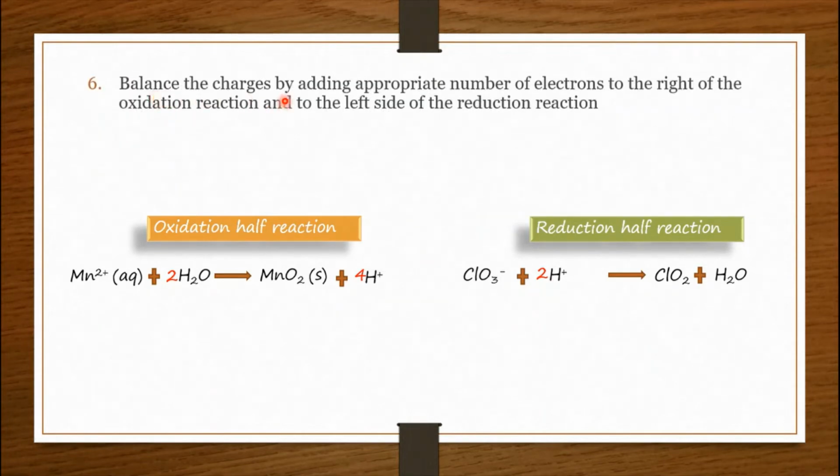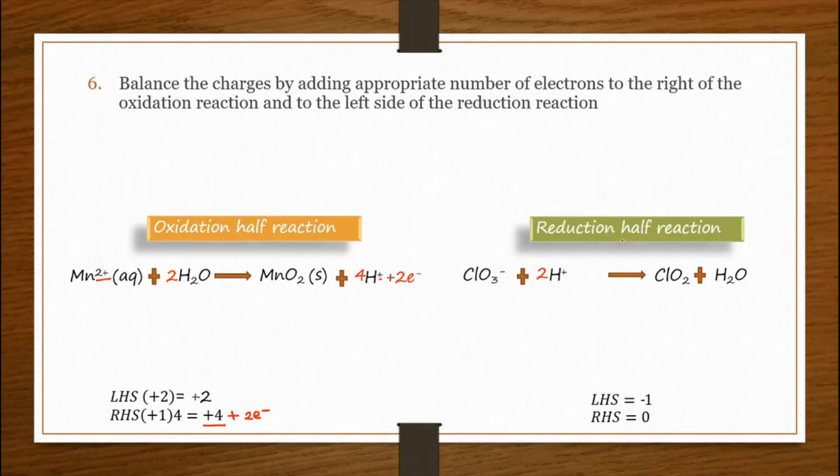Now balance the charges by adding the appropriate number of electrons to the right side of the oxidation reaction and to the left side of the reduction reaction. First calculate the charges. In the oxidation half reaction, there is +2 charge on the left hand side of the equation, and on the right hand side of the equation there is 4 multiplied by 1, that means +4 charge. So to balance the charges, we need to add 2 electrons on the right side of the equation, as electrons carry negative charge. So here we are going to add 2 electrons on the right side of the equation.